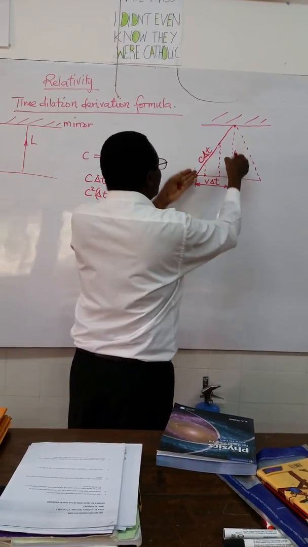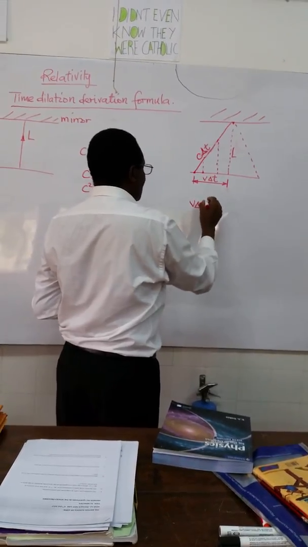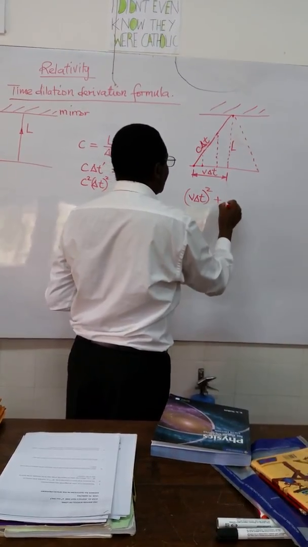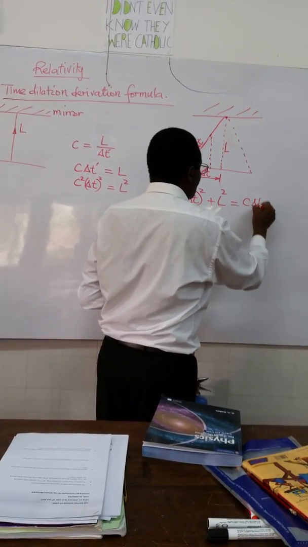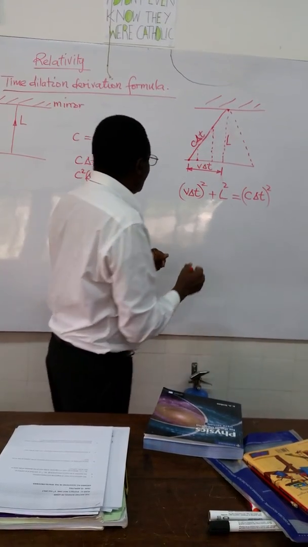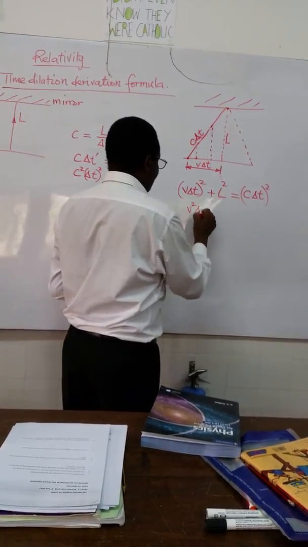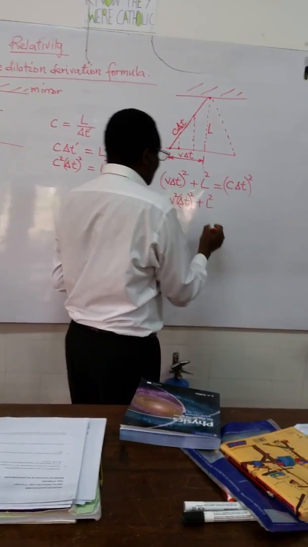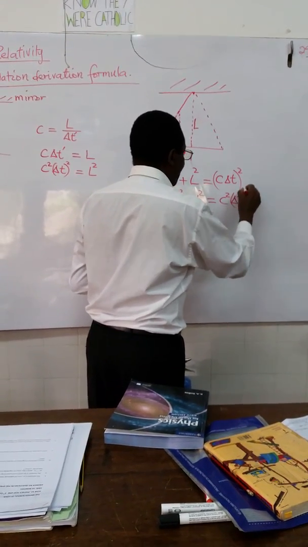So we can also work out using Pythagoras theorem that v change in t, squared, plus L squared should be equal to c change in t, squared. We know that L is the same, so we are going to say v squared times change in t squared plus L squared is equal to c squared times change in t squared.